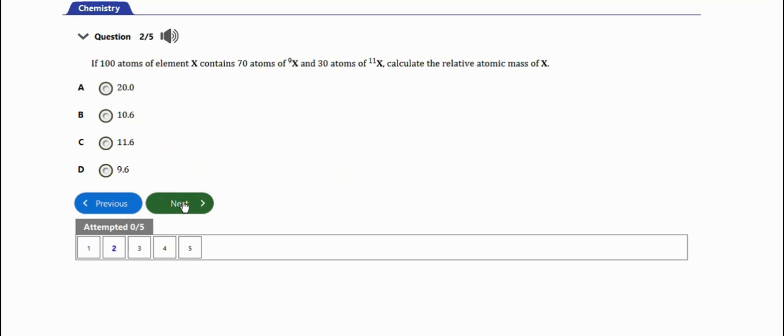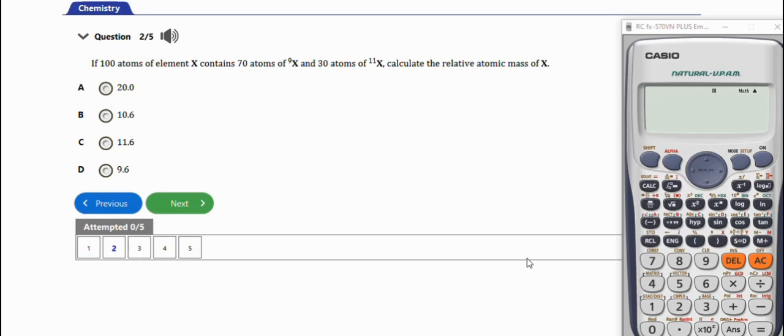It says if 100 atoms of element X contain 70 atoms of this element and 30 atoms of this element, calculate the relative atomic mass of X. So let's bring a calculator. Let me show you how I can solve this problem. This is the scientific calculator which is allowed for WASSCE chemistry. To solve this problem, the formula normally used for isotope problems is the sum of percent abundance times the atomic mass.